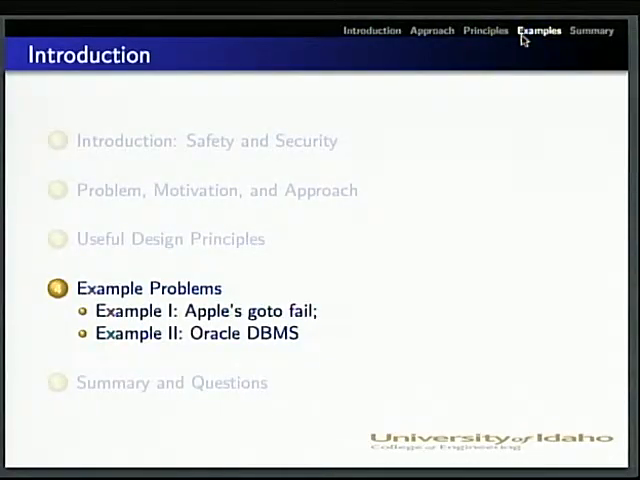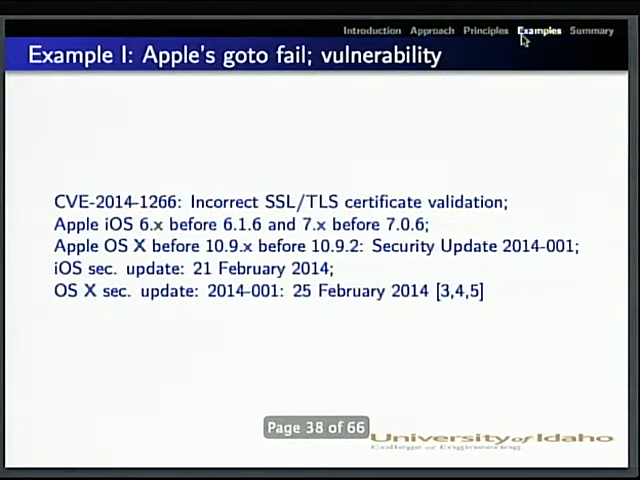So let's look at two example problems. One of them is the Apple Go to Fail, which is a pretty recent problem, and the other one is a vulnerability in an Oracle database. The Apple Go to Fail is a vulnerability that was introduced in what is called the SSL TLS library, which is the library that is used when you connect to a website securely. So if you want to connect to your bank, you're using this library if you're using an Apple system. The exceptions are if you're using Chrome, for example, or Firefox, then you're not using this library because Chrome and Firefox embed their own SSL libraries in the software.